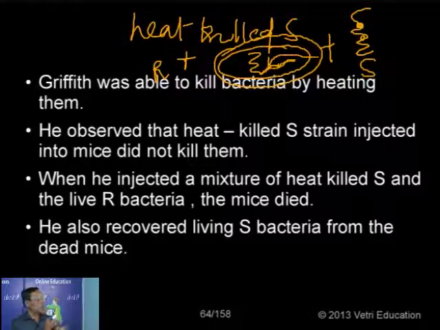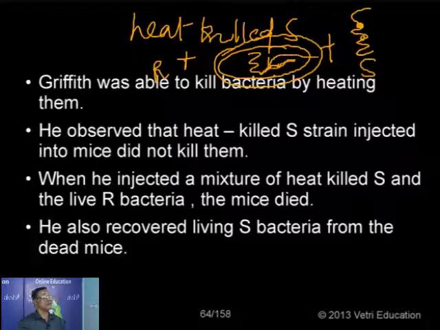Now why? What is the reason for the death of the mouse? While we inject the heat killed S strain along with the R strain, this is the live one and this is the heat killed dead one. So what is the reason lying behind the development of a strain which can cause the death of the mouse?